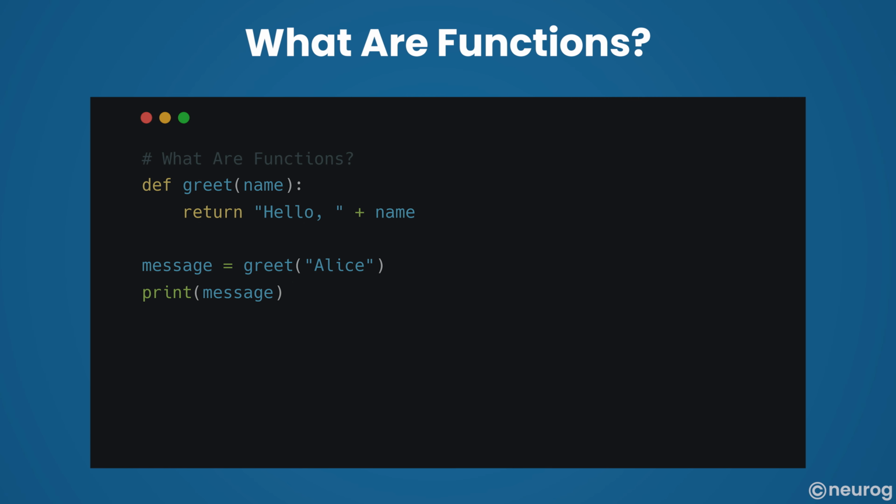Let's start with understanding what functions are in Python. A function is like a recipe. It's a reusable block of code that performs a specific task when called. Let's see a simple example. In this case, the greet function takes a parameter name, and when called with the argument Alice, it returns the message, "Hello, Alice," which is then printed.